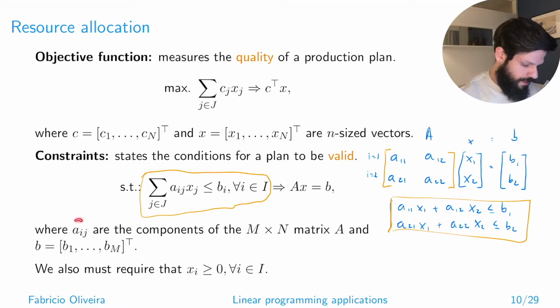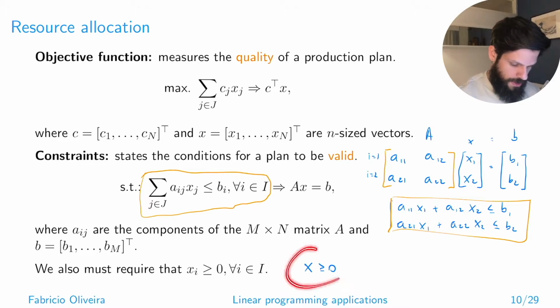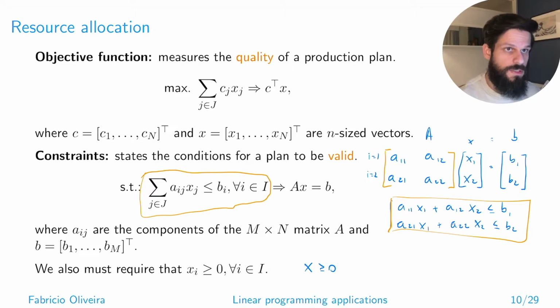So here it is. My matrix is m by n, which is kind of unfortunate since I had two products and two resources, so I get a square matrix, but I think you get the point. And I have a vector b that has m components, and we're also requiring that the variable is non-negative. Sometimes we're going to write this like so, and that means that x is non-negative component-wise. So each of the components of x is greater than or equal to 0.